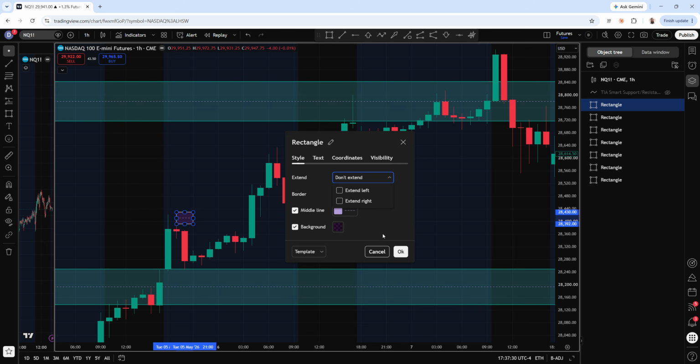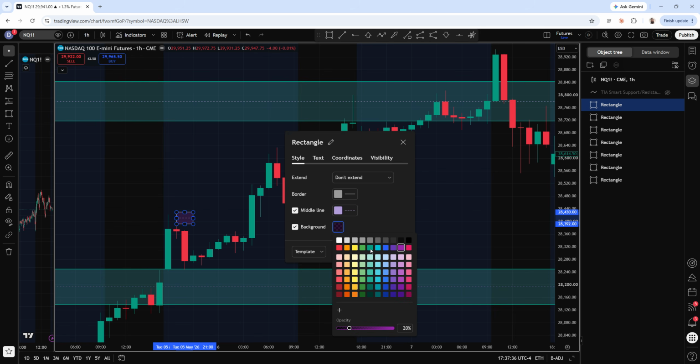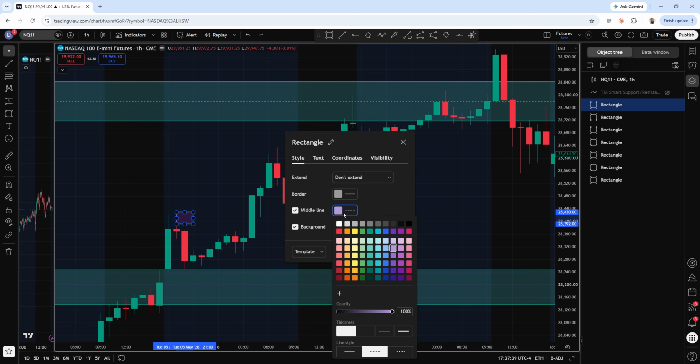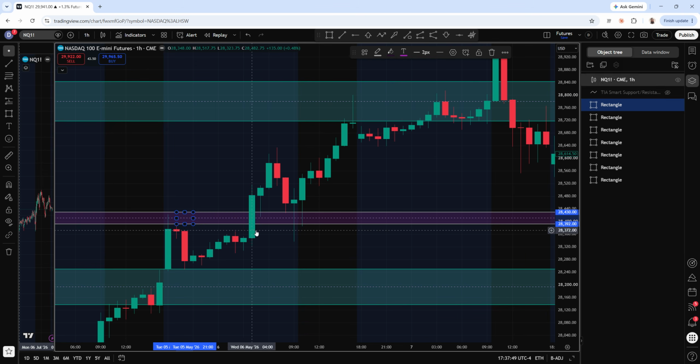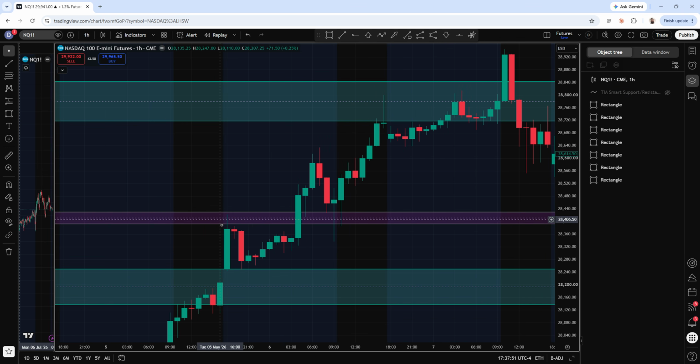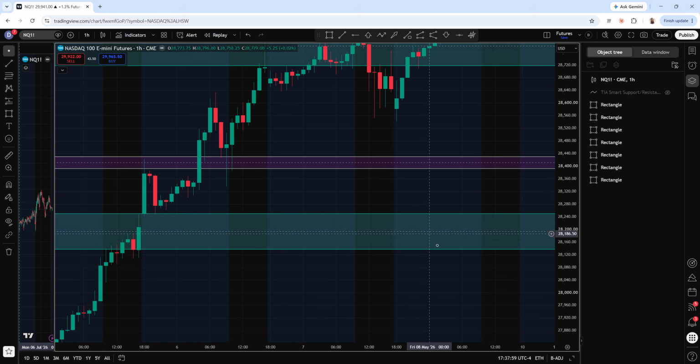So this rectangle is a standard rectangle. All I did to it was change the background color to purple. I put a middle line in, gave it a dashed line, and then I have a white border. And if you have the option to extend it left and right, so it doesn't stop, I could start these here, so if you want to know where you started drawing it, but I just extend them right and left as we trade back into price.